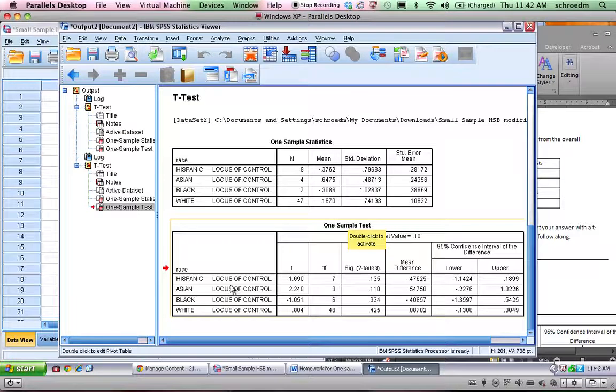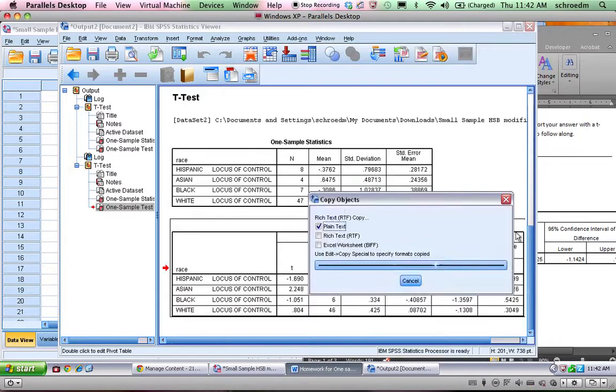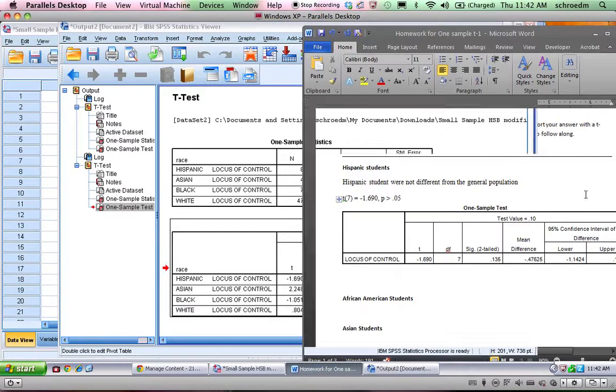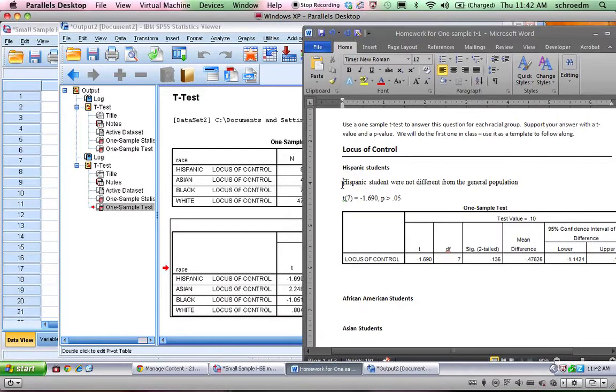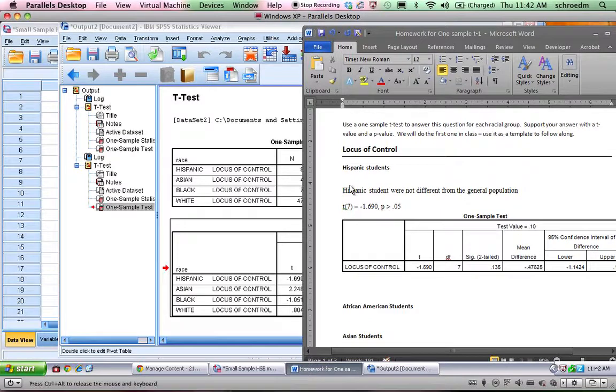Note that I'm not saying that there's not a difference between these groups. I'm not comparing these groups to each other. I'm just comparing them to the general population. Now, what I want you to do, and you can copy this, paste it into my document.